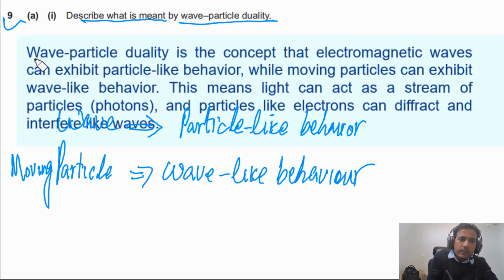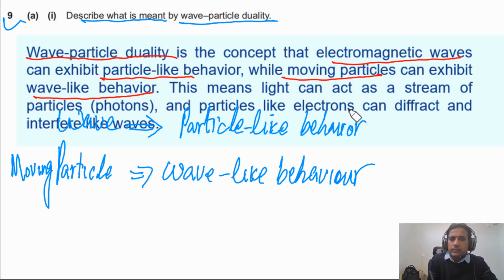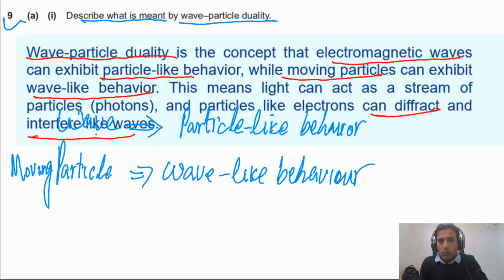If you have mentioned wave-particle duality is the concept: electromagnetic waves can exhibit particle-like behavior, while moving particles can exhibit wave-like behavior. This means light can act as a stream of particles, meaning light consists of photons, and particles like electrons can diffract, they can interfere like waves.